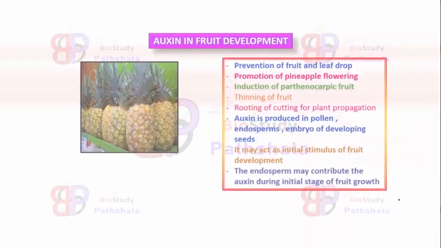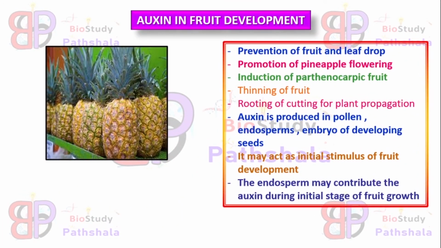Okay. Next one is auxin in fruit development. Auxin can induce the parthenocarpic fruit. Parthenocarpic fruit means seedless fruit production. So the application of the auxin phytohormone may induce parthenocarpic fruit production. It also prevents premature abscission, that is fruit and leaf drop. It can promote pineapple flowering, and auxin may also be used in plant propagation.